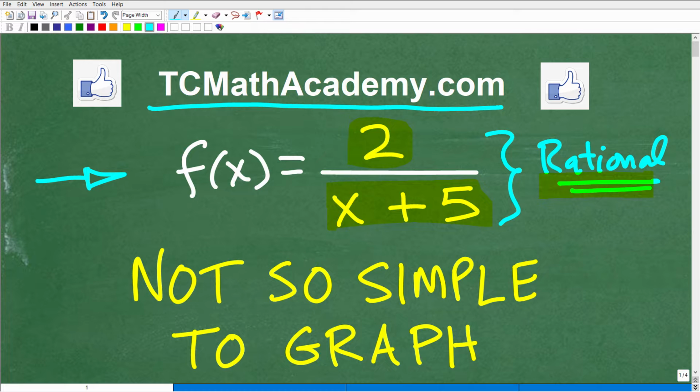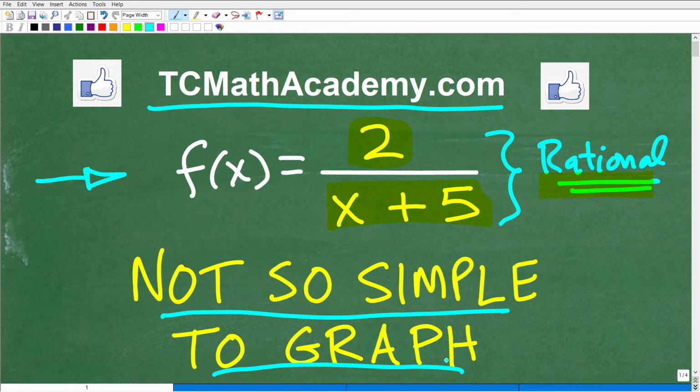Now, as my little tagline says, this is not so simple. It's not impossible or overly difficult, but it does require a few main steps to be thinking about. I don't want to give anything away, because I want to give you a full opportunity to come up with a sketch of this rational function. If you know how to do this, take out a piece of paper. It'll probably take you a minute or two to come up with a pretty decent sketch. Not a perfect graph, just a decent sketch.